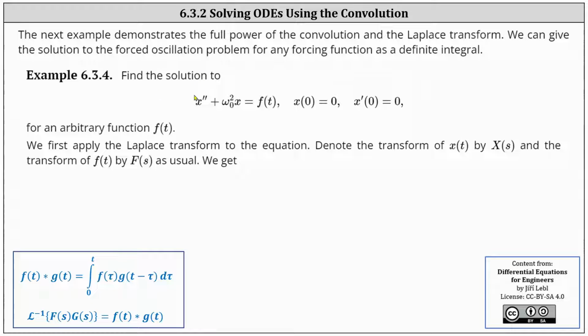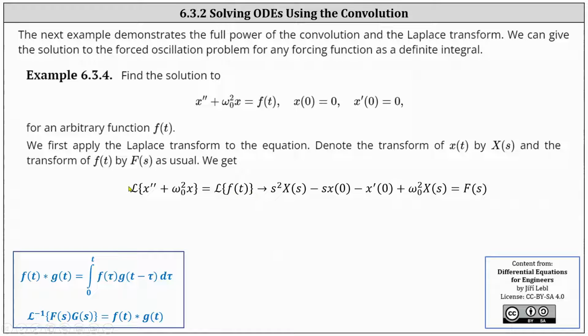As an example, we will solve x double prime plus omega sub 0 squared x equals f of t with initial conditions x of 0 equals 0 and x prime of 0 equals 0 for any arbitrary function f of t. Recall we first take the Laplace transform of both sides of the equation. We also denote the Laplace transform of little x of t as big X of s, and the Laplace transform of little f of t as big F of s as usual. So again, the first step is to take the Laplace transform of both sides of the equation.